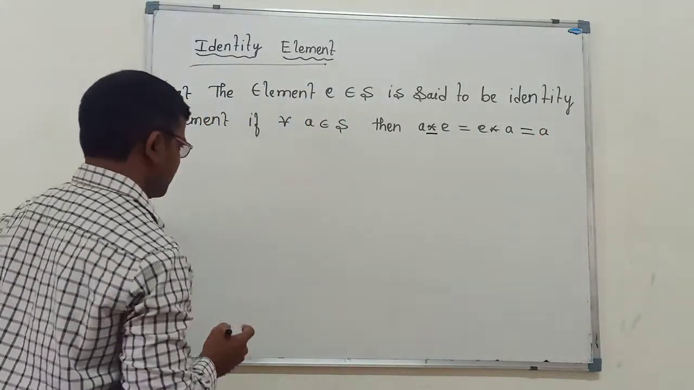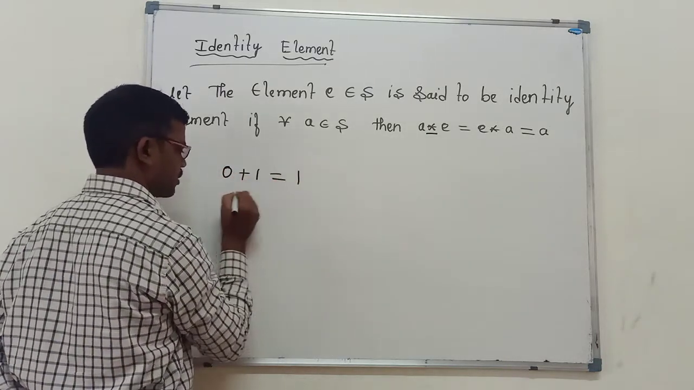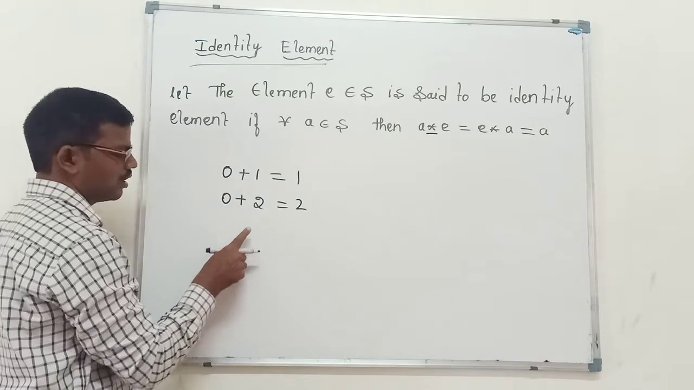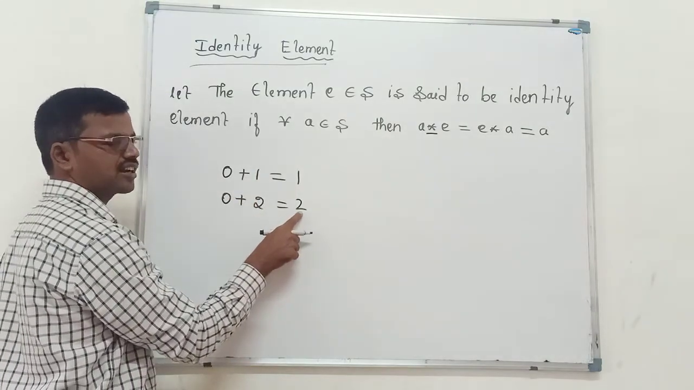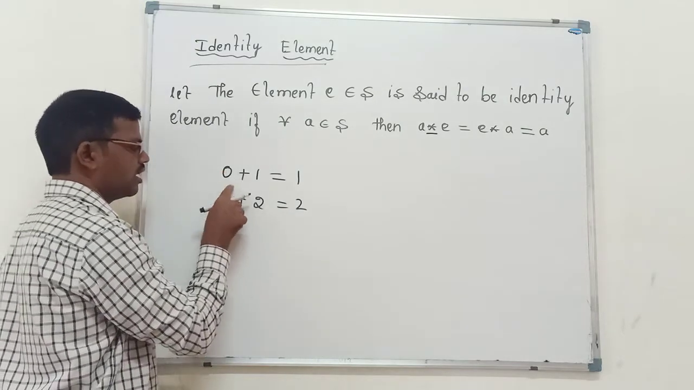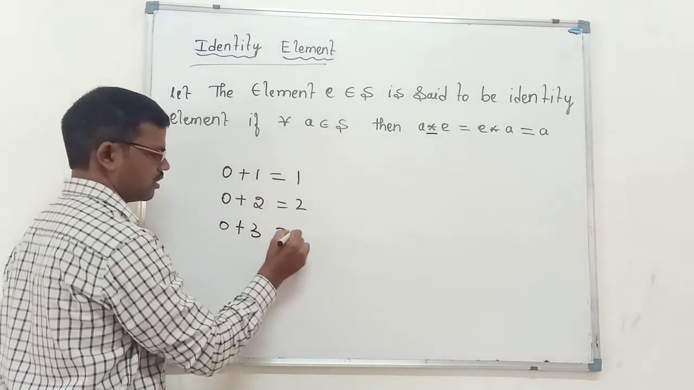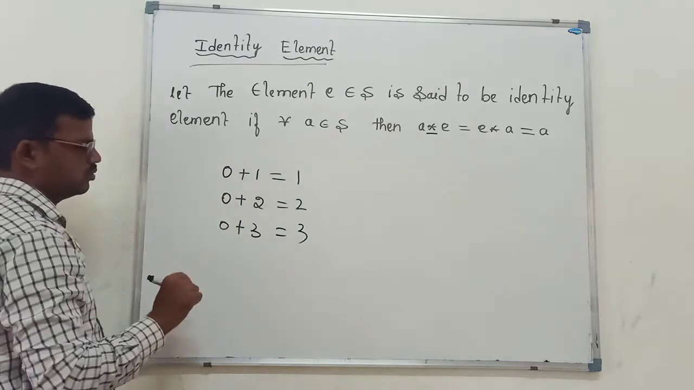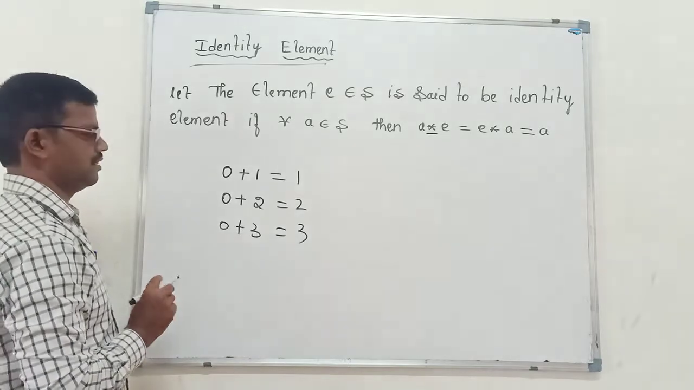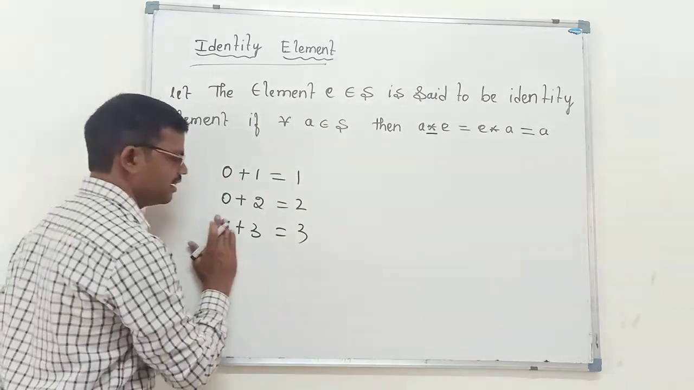Which is that element? Let me come to that: for 0, if I add with 1, what we get is 1. If I add 0 with 2, we get 2 only. So whatever elements we are operating, that only we are getting. With what are we operating? With 0. So it is a fixed element. Then 0 is called the additive identity. If you take any other number, 3, again we get 3. So here we come to know that 0 is called the additive identity element.